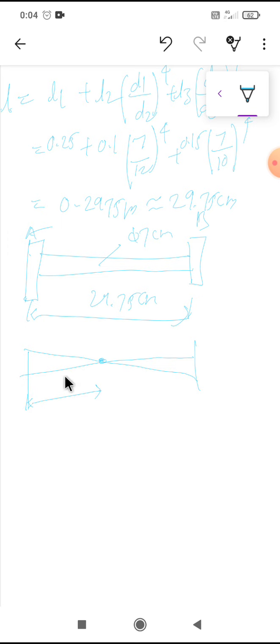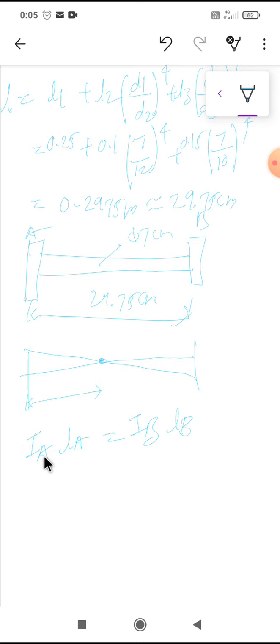Suppose, we know that IA into LA is equal to IB into LB. We know this formula because both rotors are on the same shaft, so their natural frequencies will also be the same. Therefore, we are interested in finding the length. LA and LB are the distances from the node. But before that we need IA and IB.